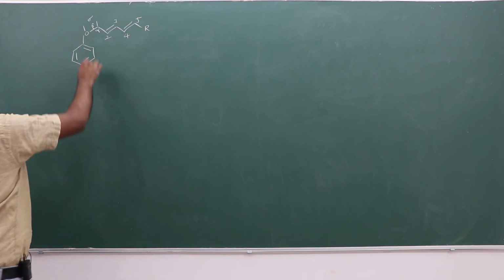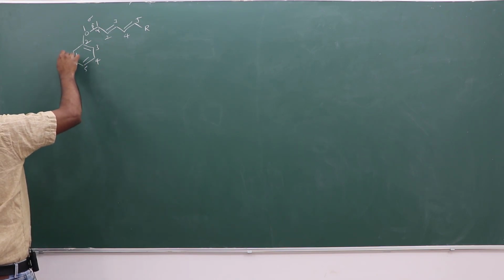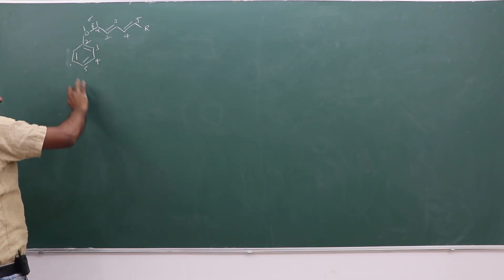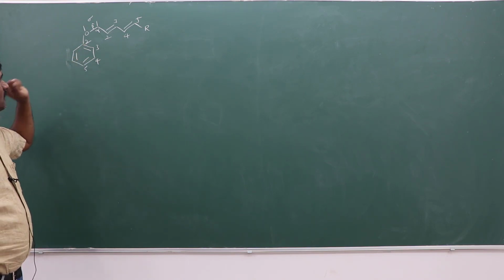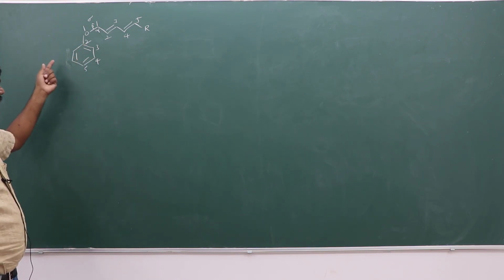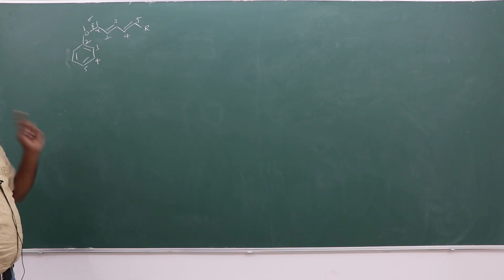So here 1, 2, 3, 4, 5 till the end of the unsaturation. 6, 7 is also given, but I am not interested. So it may be given up to 3 to 5. Most often, 1-7 shifts are also possible, 3-7 shifts, 5-7 shifts, like that. For 6-7 also it may be given.